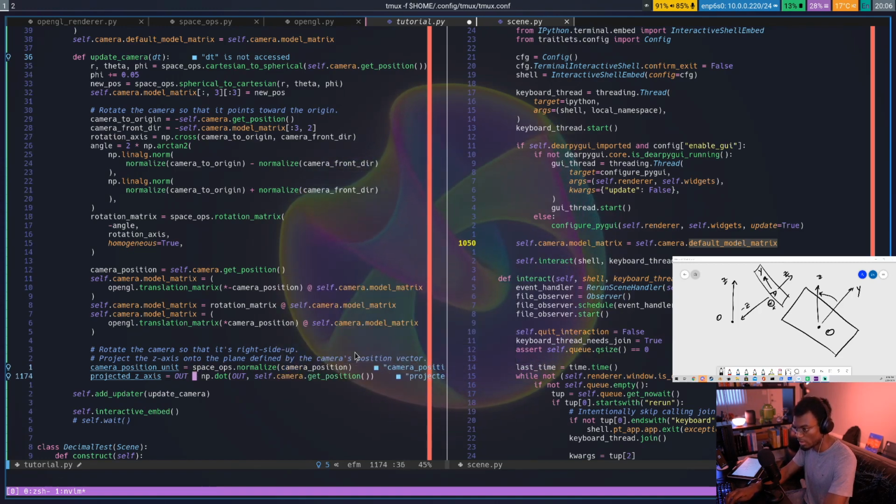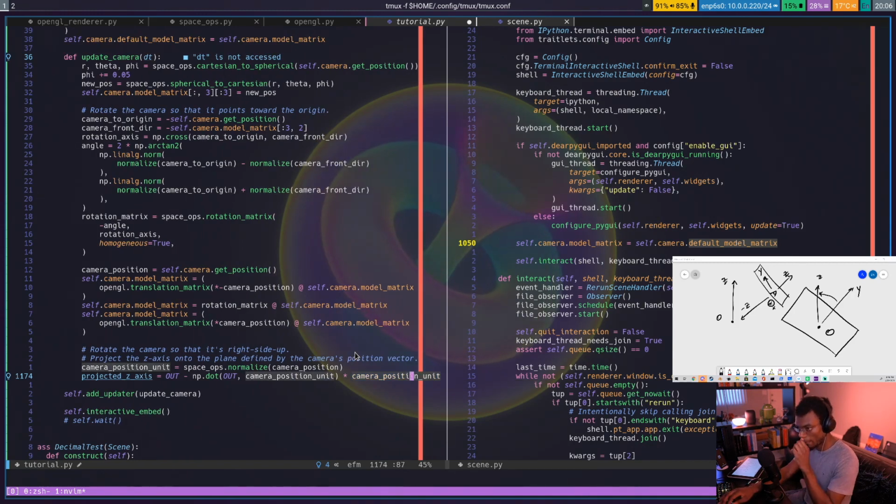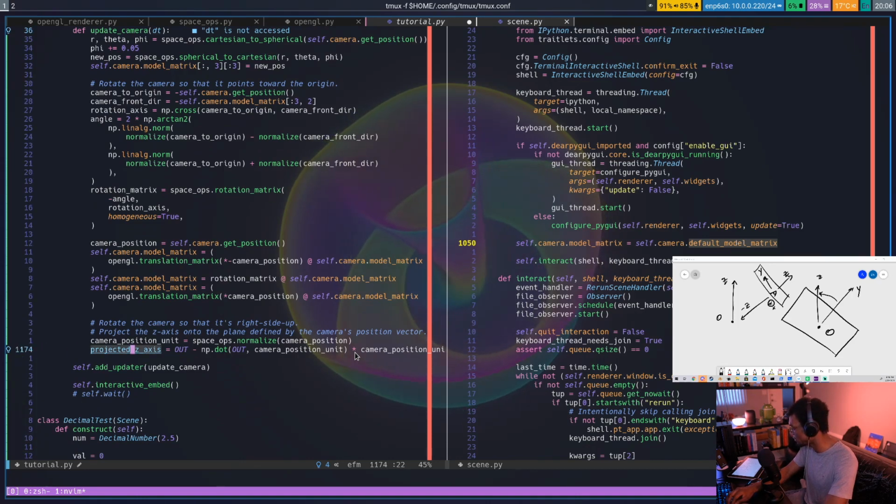So based on how it's normalized, I can dot the out with the normalized vector and multiply by that normalized vector. Great. And there's nothing to divide by because it's a unit vector. Now I have this projected z vector. Now I'm gonna want to rotate the camera so that the y-axis is aligned with the projected z-axis. So it'll be like this.